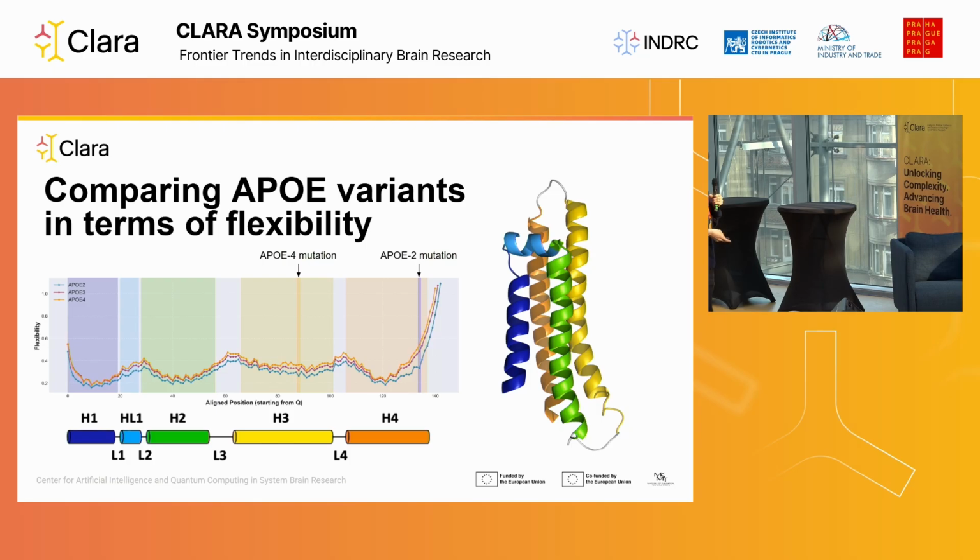These are the results we are currently working with. We want to interpret them further to find out whether this is really a significant difference. And for future work, we would also like to analyze the flexibility of the full-length ApoE protein, and not just this 4-helix bundle, because we believe we might find something relevant there as well.